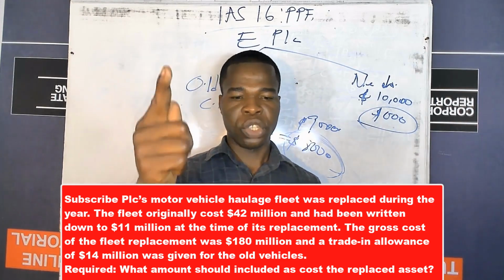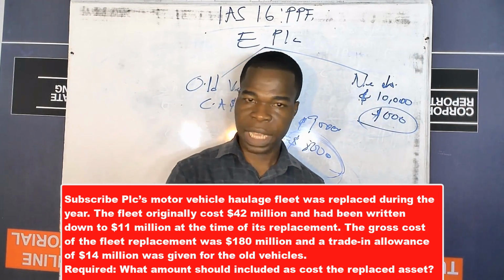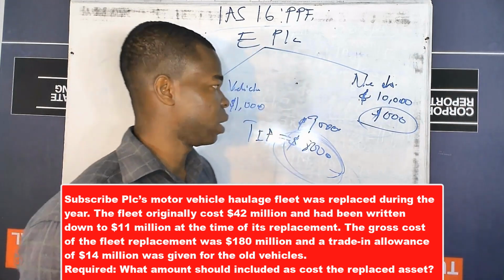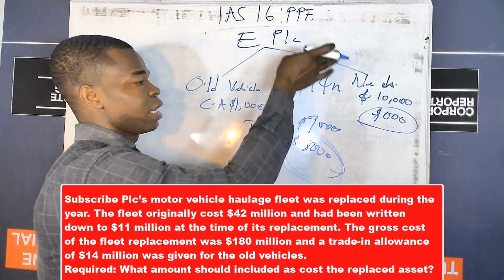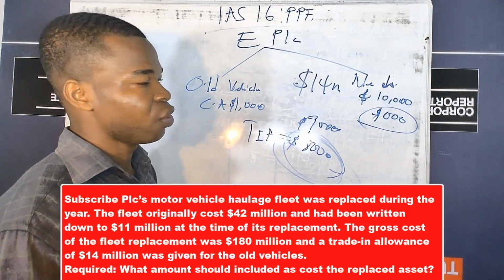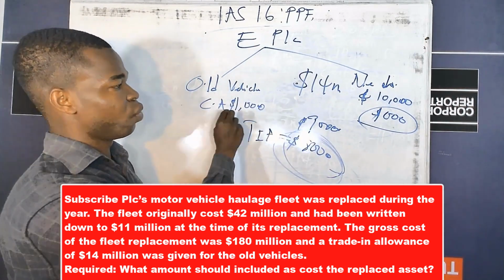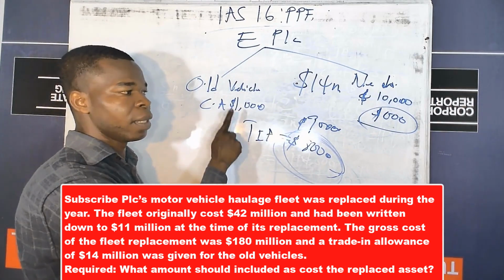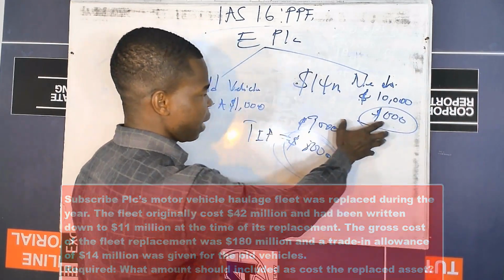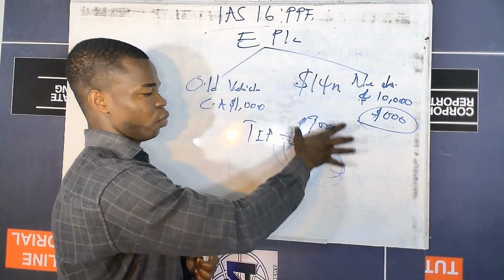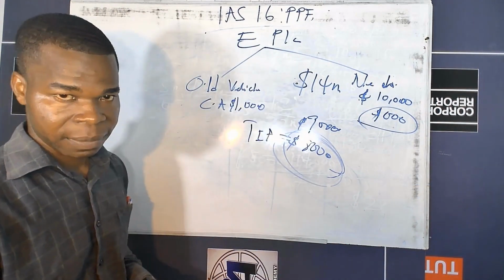What amount should be included as the cost of the replaced fleet? So here you don't have to do any calculation. You straightaway go for the 14 million, which is the trade-in allowance. So remember that if you are exchanging an old asset for a new one, then take into consideration the carried amount of the old one, take into consideration the discount that will be given, and then the cost of the new one. After you've netted all of them, what you have gotten becomes your trade-in allowance, and that becomes the cost of the asset.